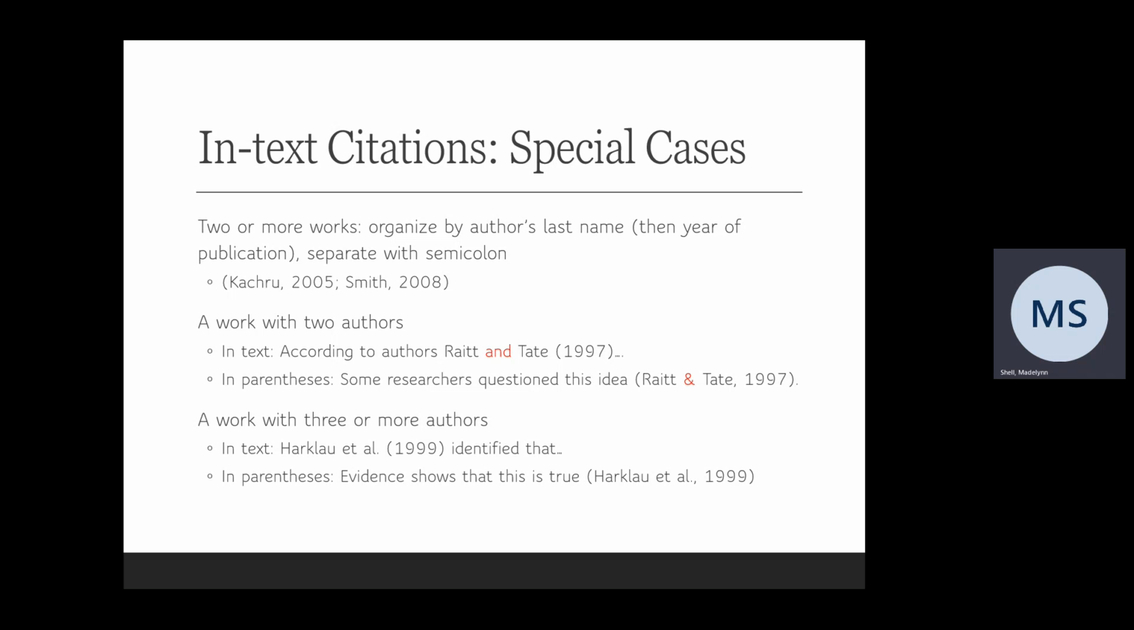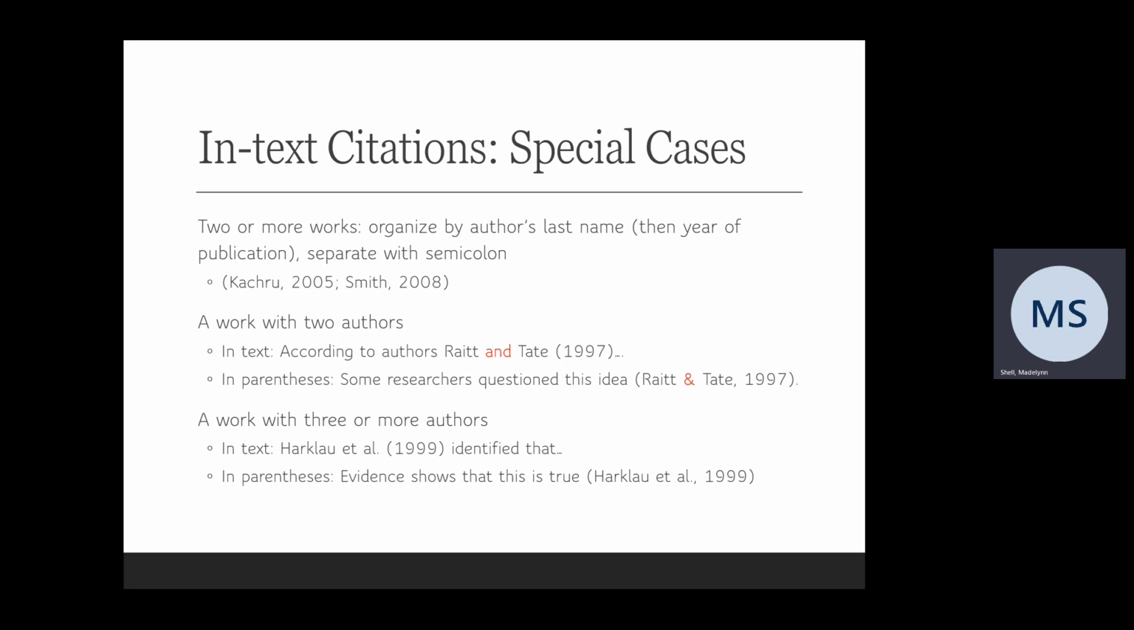Another special case is if you have a work with 2 authors. If you're using in text, you would say something like, according to the authors Rate and Tate, 1997. And the thing that I want you to note about this is if the authors' names are part of a sentence, you include the word and written out. Now, if you have 2 authors in parentheses, you do it a little bit differently. So some researchers question this idea, Rate and Tate 1997. If the authors' names are in parentheses, though, you use an ampersand in between them.